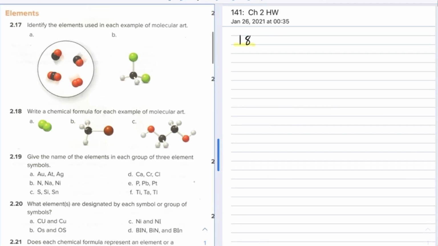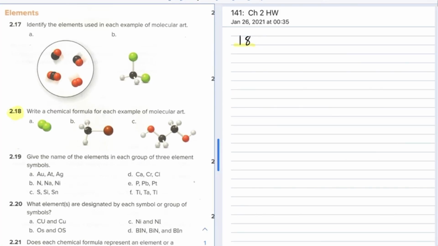Number 18 says, write a chemical formula for each example of molecular art. And you're given 3 examples. The idea here is that each of these balls represents an atom, and the different colors are different types of atoms.